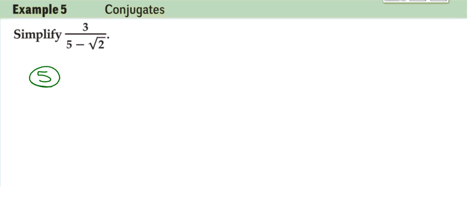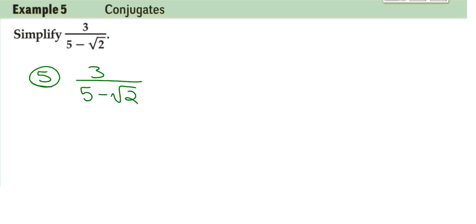And this is going to be using the conjugate. So 3 over 5 minus the square root of 2 is our problem. So when we have an added or subtracted thing in our denominator that includes a radical, that's when we have to use the conjugate as we do this.